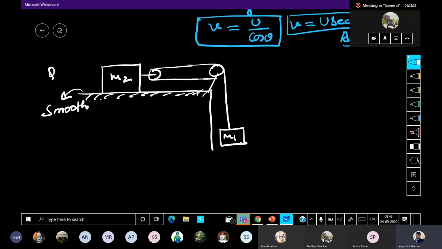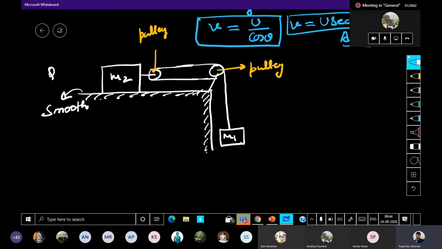Everyone, please pay attention. In this question, we have one block, M1, which is hanging vertically. This is a pulley, and this is a pulley. And this is the same string which is passing over this pulley and this.